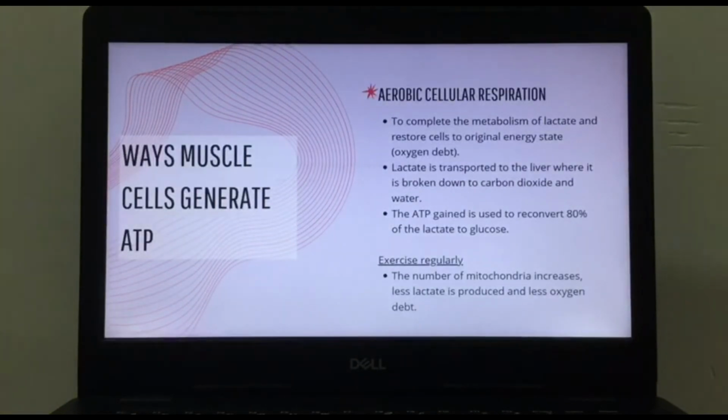So the last one is aerobic cellular respiration. Kita nak oxidizekan balik lactic acid tu. Sebab itulah adanya cellular respiration ni.